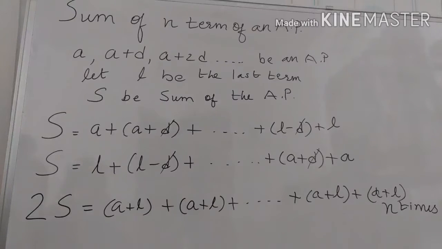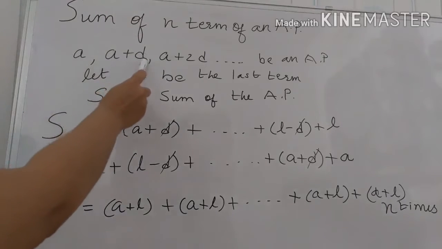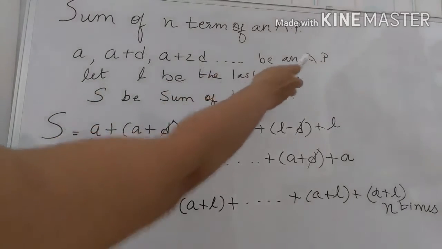Dear students, in this video I am going to start a new topic, that is sum of n terms of an AP. In the last video we completed our exercise 9A, and in the first topic we saw the nth term formula. Now we are going to derive one new formula, that is the sum of n terms of an AP. Here I have taken a, a plus d, a plus 2d, and so on, as an AP.